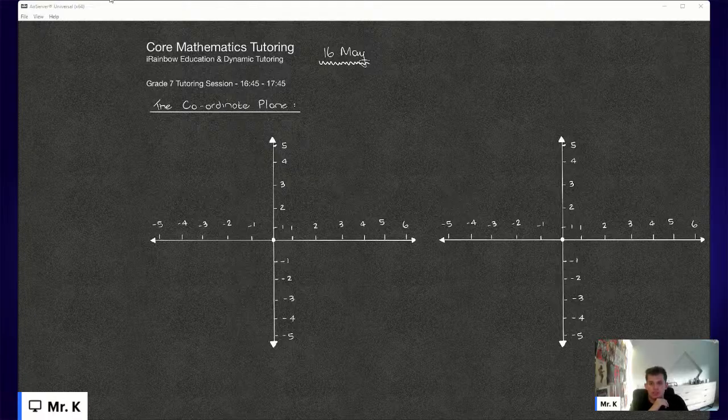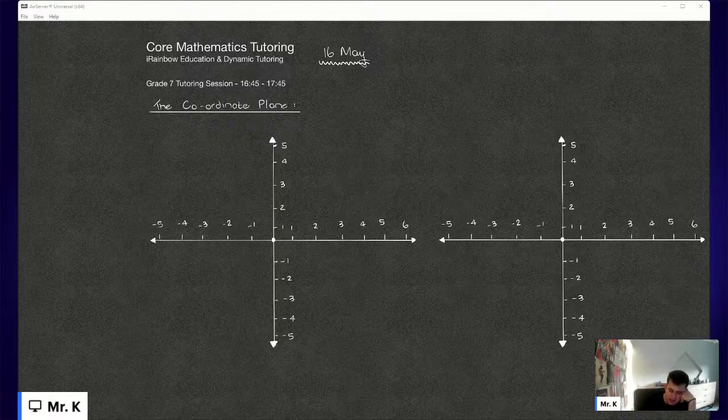Okay, I'm going to give you guys 2 minutes to quickly copy down these coordinate planes, and then we're going to start talking about what they are and why we have them in the first place. Right, please copy down this grid twice.